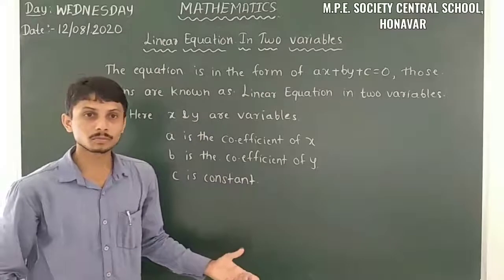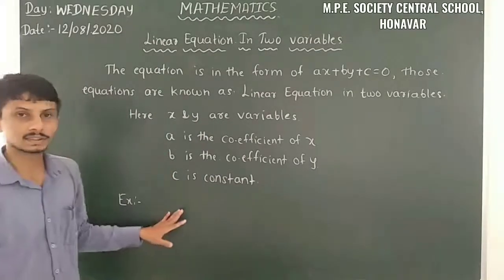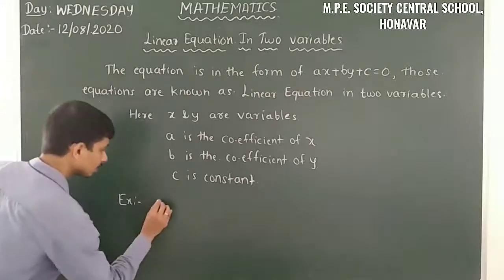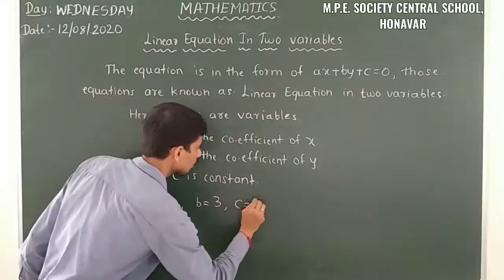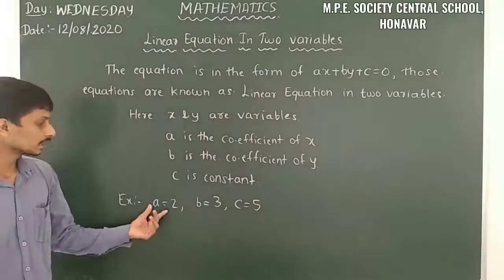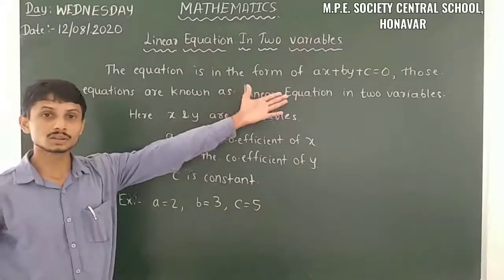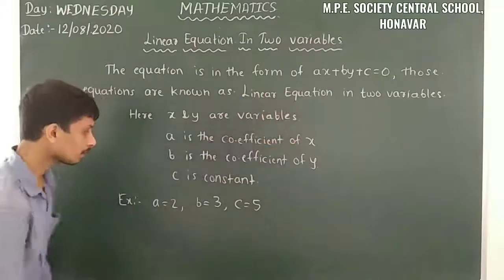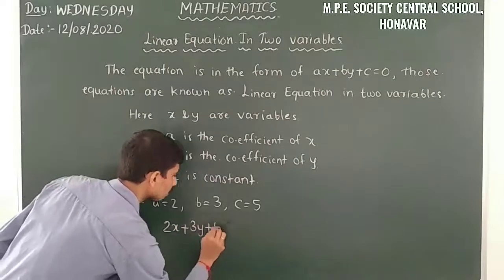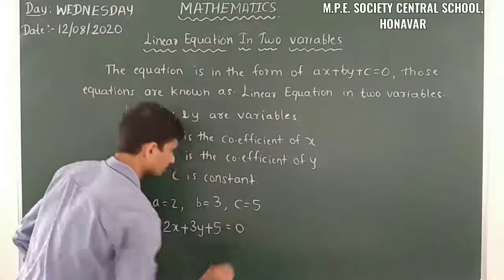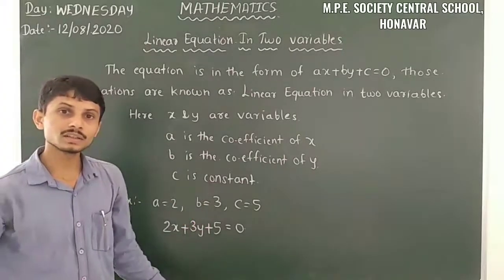Then we have to take some examples. For example, you can take any value of a, b, c. Firstly, I will take a is equal to 2, b is equal to 3 and c is equal to 5. Insert into the equation ax plus by plus c is equal to 0. What happens here? 2x plus 3y plus 5 is equal to 0. So this is an example of a linear equation in two variables.